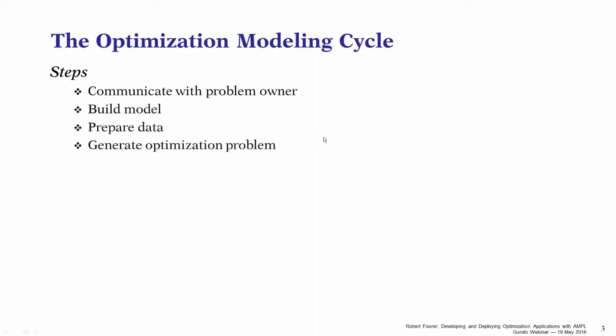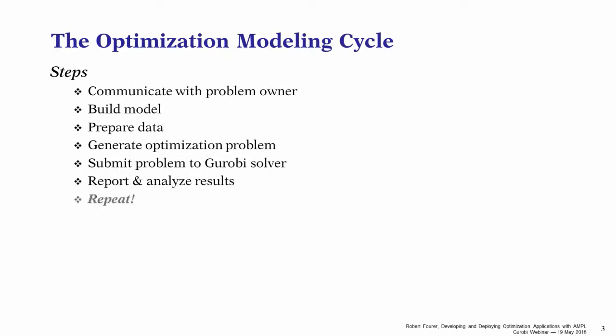You start by talking to the people who have the application that you're building it for, and from that you work up a model of the optimizations that are to be performed, and then you prepare the data that's needed, often a time-consuming step. Then from the model and the data you generate an optimization problem, and you send that to the Gurobi solver, and it comes back with some solution, and then you look at the results and you report those and analyze them. Okay? And then the most important thing is you repeat all that.